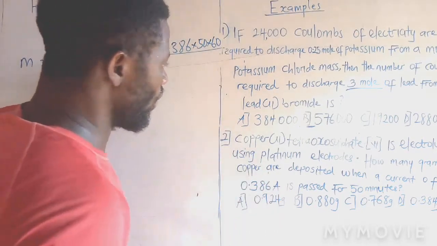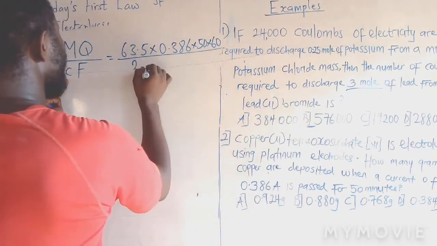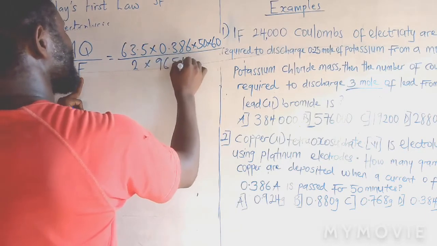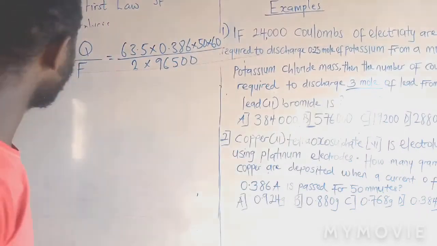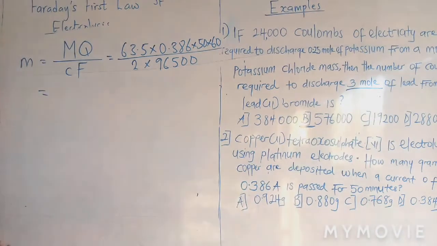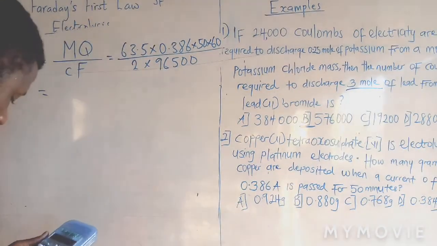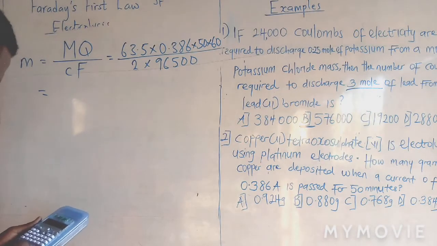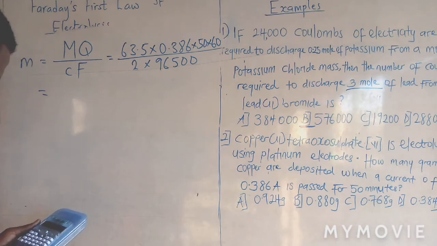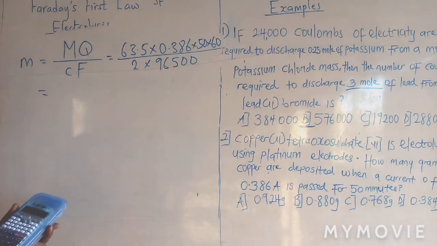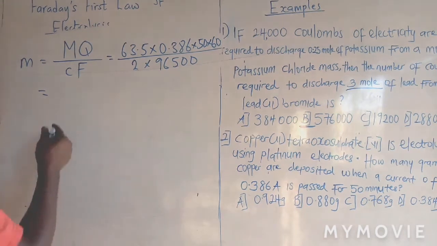What is the charge on copper? The charge on copper is 2. And what is 1 Faraday? 1 Faraday is 96,500 coulomb. So using my calculator now, I have 63.5 multiplied by 0.386 multiplied by 50 multiplied by 60. That will give me 73,533.